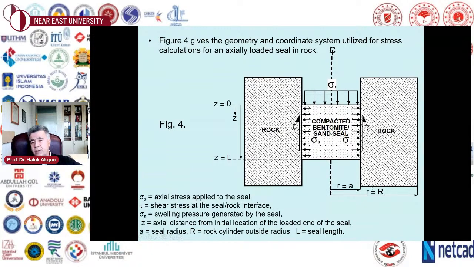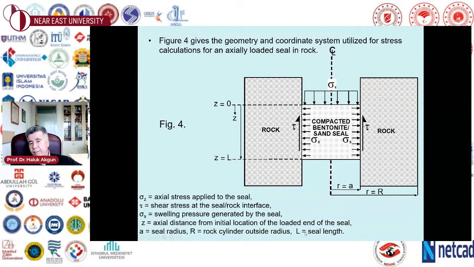The interior radius is A, the outside radius is R, and sigma z is the axial stress applied to the seal. And all this axial stress is transferred to the interface in the form of shear stresses, if we talk about the equilibrium condition. And this results in an exponential shear stress distribution, because this is a second order differential equation, and with putting the boundary conditions results in an exponential kind of shear stress distribution.